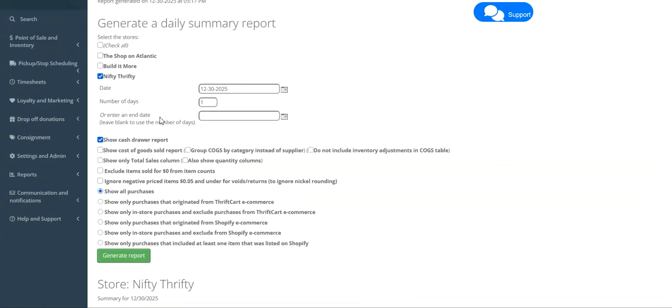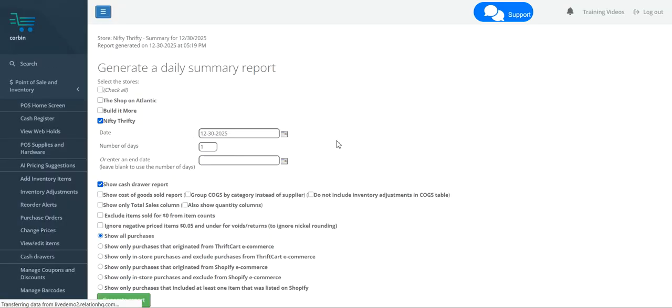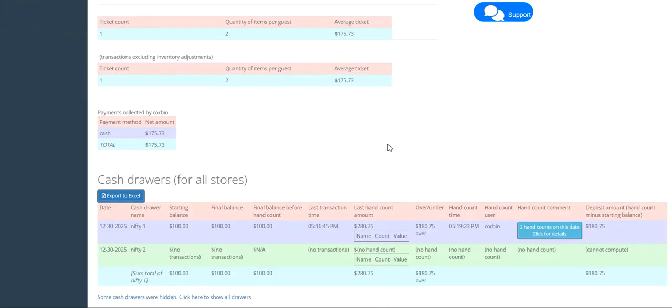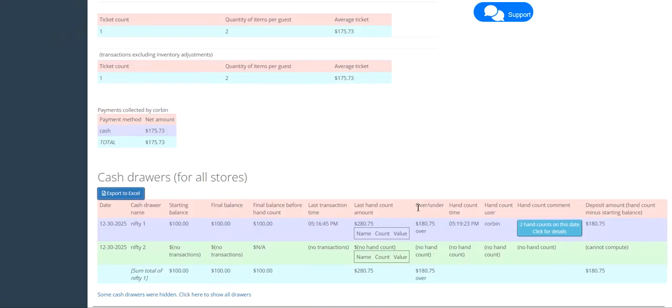But in my reports, instead of correcting the report, notice that now in the over-under amount, it says that $180 over. Now, in case a situation like this happens, where there's more than one hand count in a drawer for a day, notice this blue box that shows up for that drawer, and it reports how many hand counts have been recorded that day. So in this case, 2 hand counts on this date.